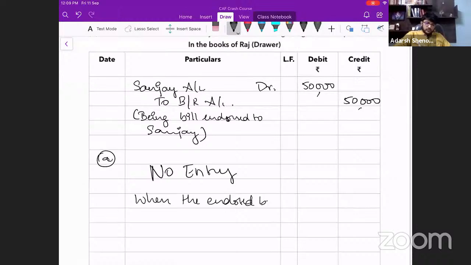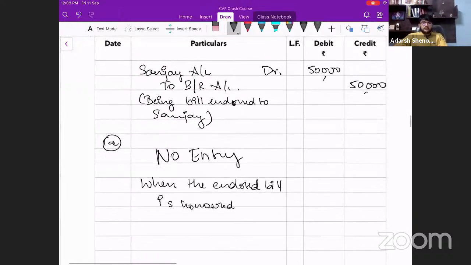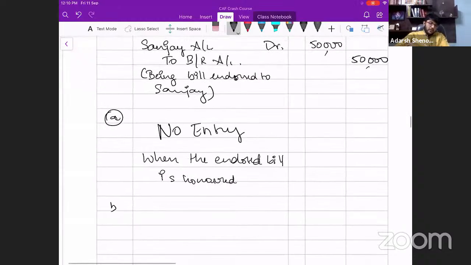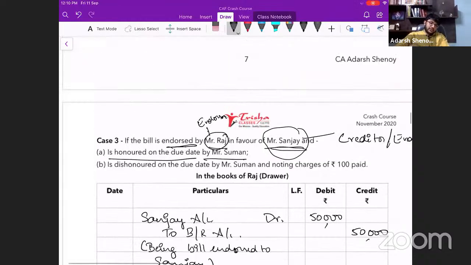When the endorsed bill is honored. So no entry for this. When the endorsed bill is honored, we don't pass a journal entry. What if it is dishonored? Let's look at case B.